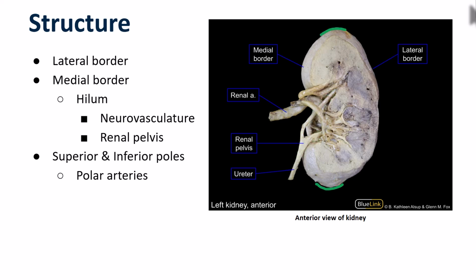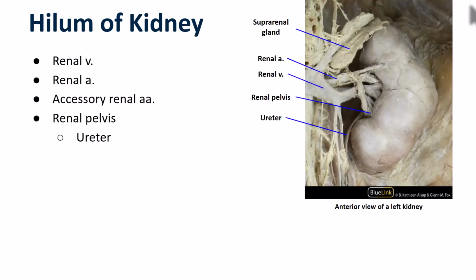And if there are any accessory renal arteries that supply those poles, we refer to those as polar arteries. Accessory renal arteries are quite common, so you may find these in the course of interacting with anatomical donors. So here we have a closer view of the hilum of the kidney, and we can see a very prominent renal vein. So this is a left renal vein.